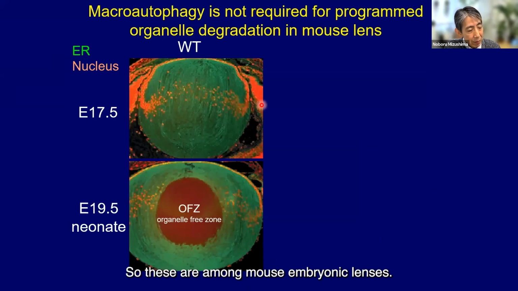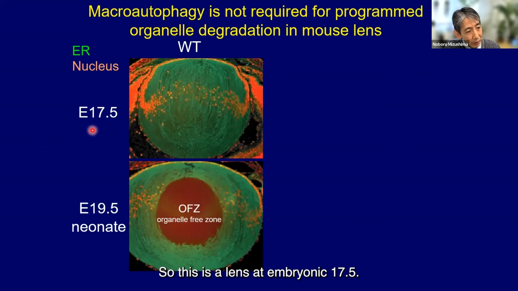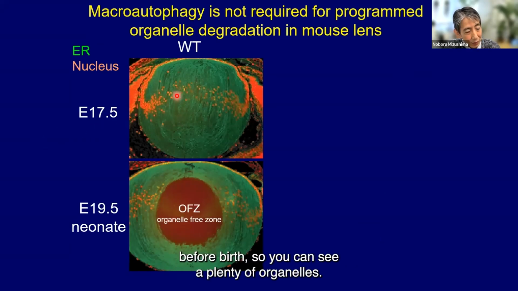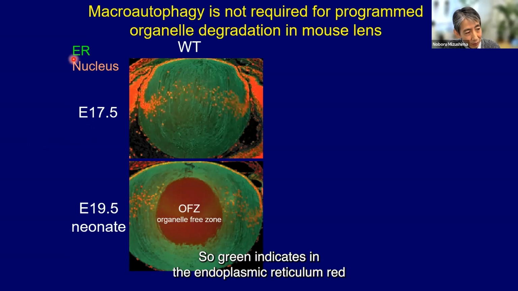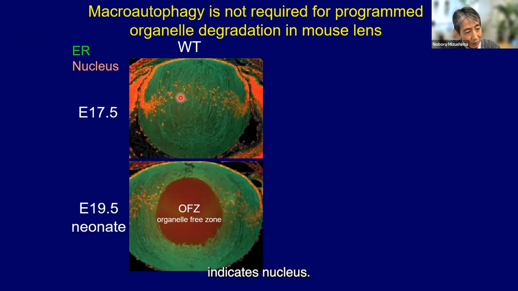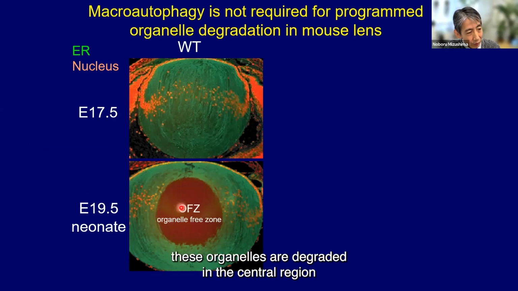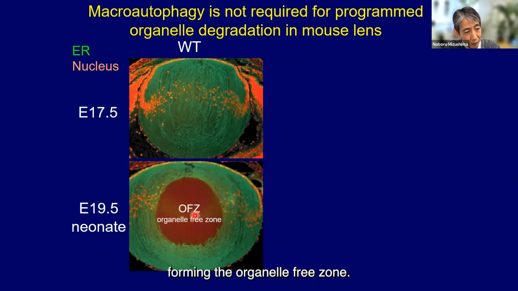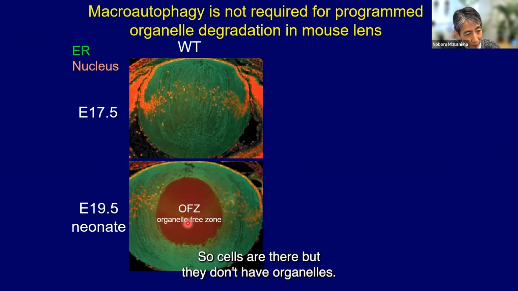These are mouse embryonic lenses. This is a lens at embryonic day 17.5, just 2 days before birth. You can see plenty of organelles. Green indicates the endoplasmic reticulum, red indicates the nucleus. But only 2 days later, these organelles are degraded in the central region, forming the organelle-free zone. Cells are there, but they don't have organelles.